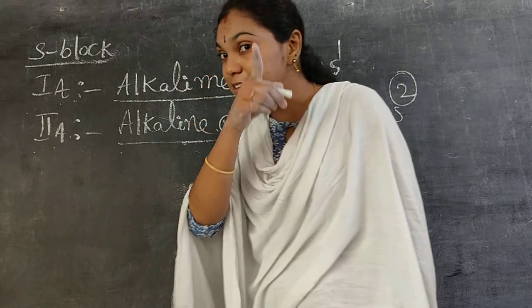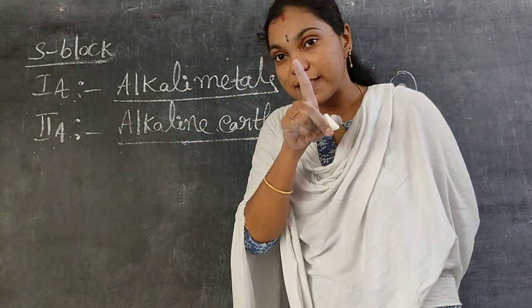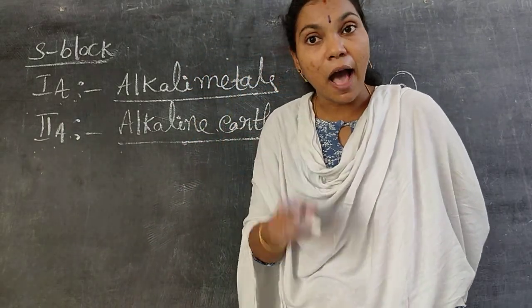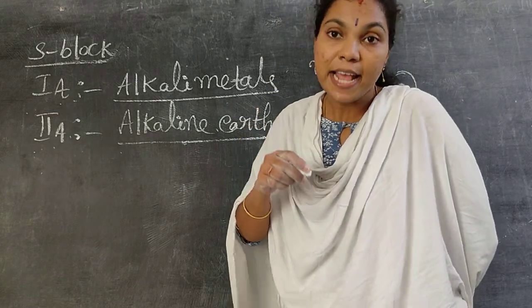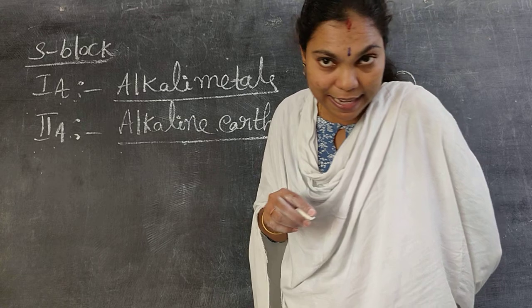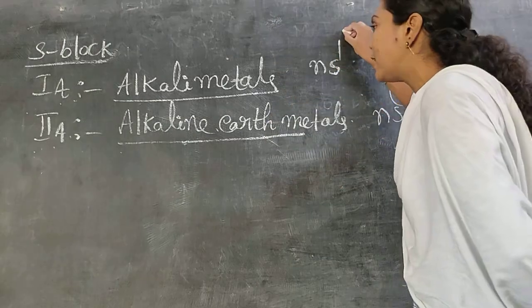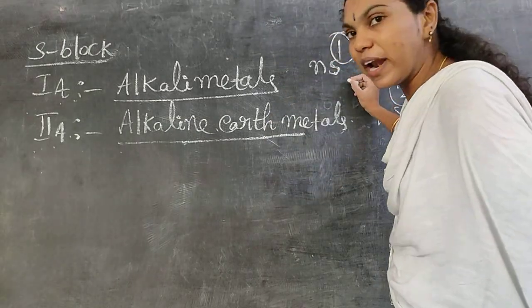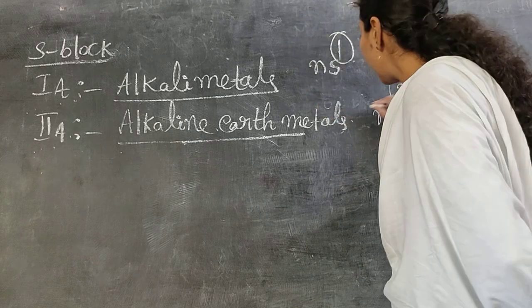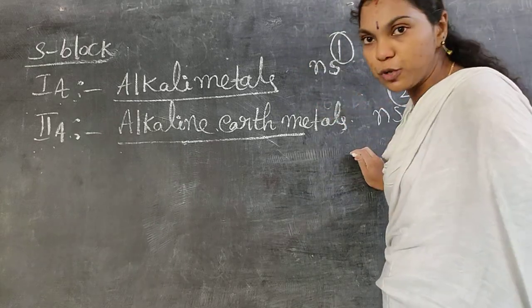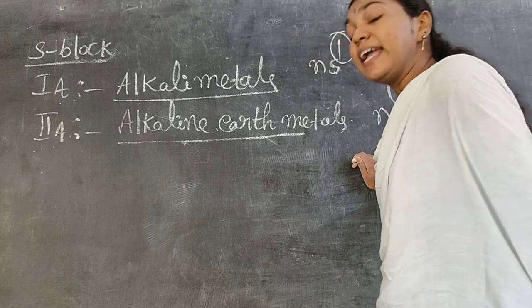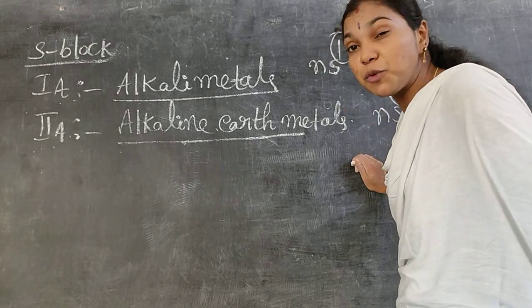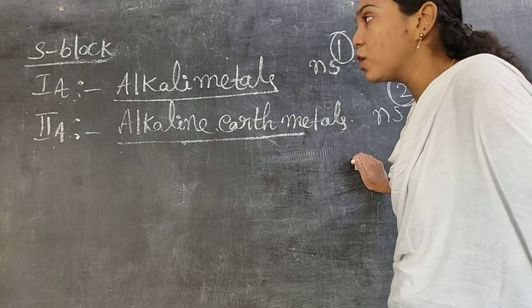I already discussed this with you. The group number was decided depending upon the valency electrons. If the group number is 1, the valency electrons are also 1. If the group number is 2, the number of valency electrons is also 2. Do you understand my point? Very important in higher classes. I hope you noted it in your running notebook.